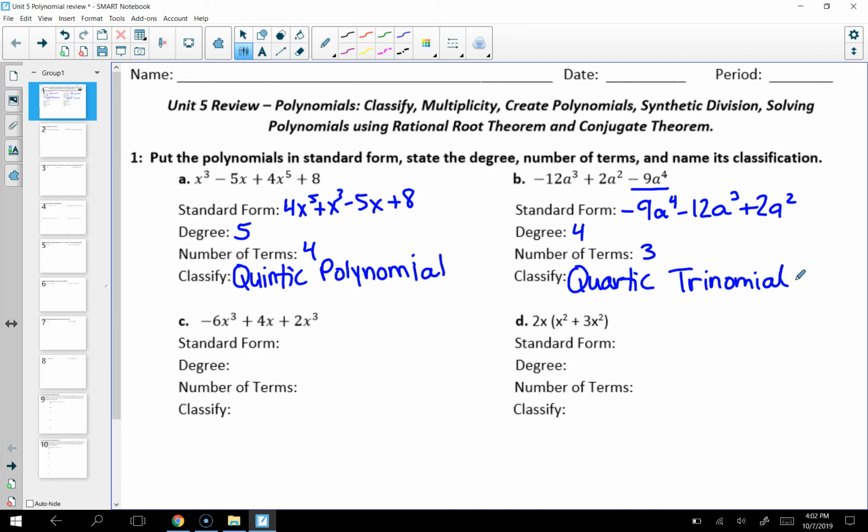Alright, our next one, C, standard form. I see a degree of 3 here, but I also see it here, so I have to combine like terms. So negative 6 plus 2 is going to give me negative 4x cubed, then plus 4x. So remember to combine like terms if you have them. My highest degree is 3. We now only have 2 terms because I combined them. So that's going to make this a cubic and then binomial.